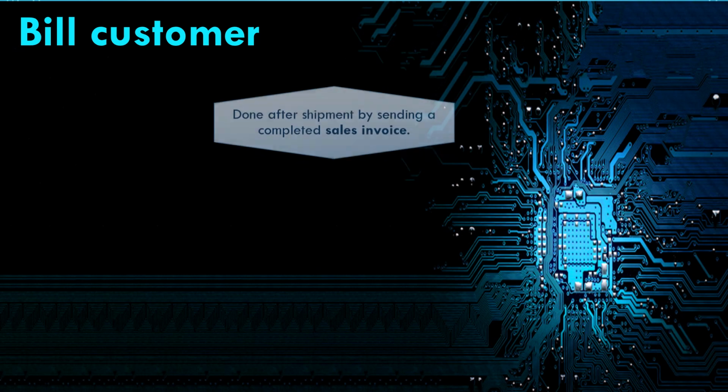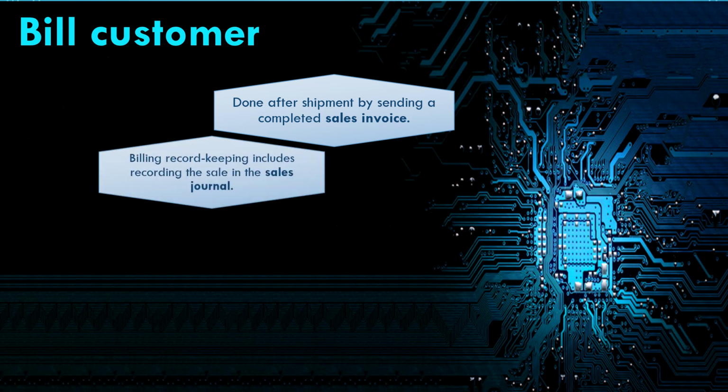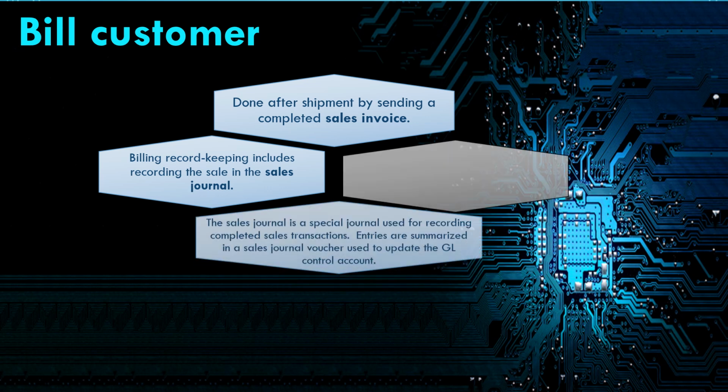After we're done with the shipment process by sending the goods and shipping the billing and shipment documents, we will prepare the invoice or bill and send the sales invoice. Billing record keeping includes recording the sales in the sales journal. So the sales journal will be affected here by the amount of the invoice.